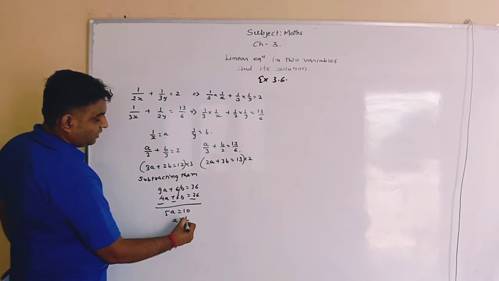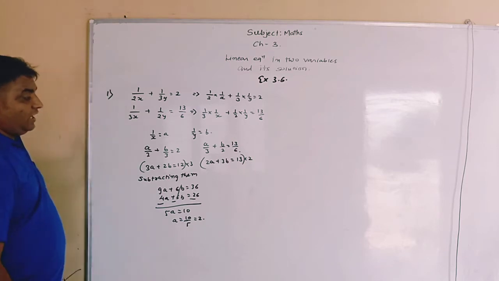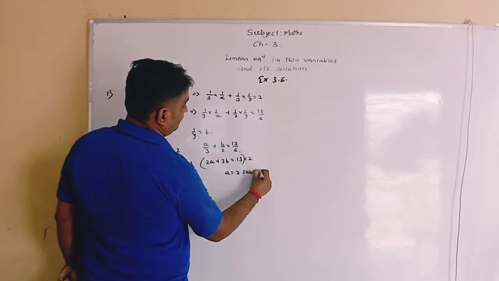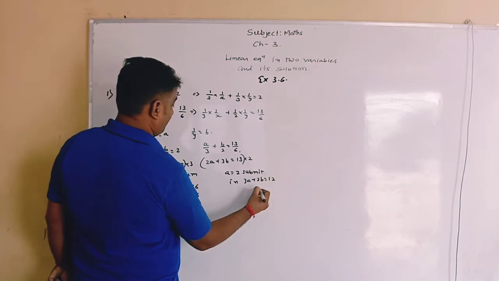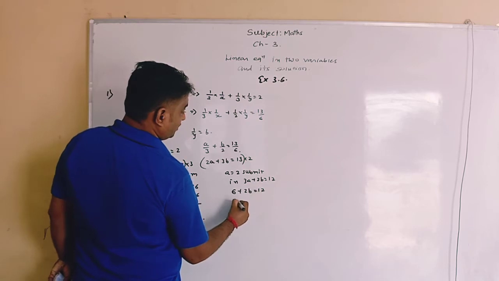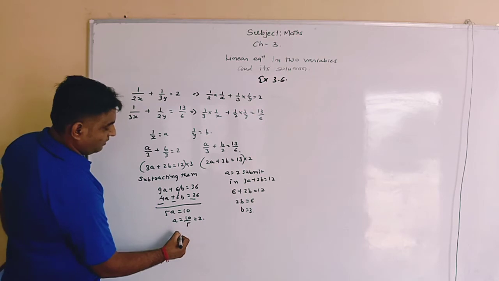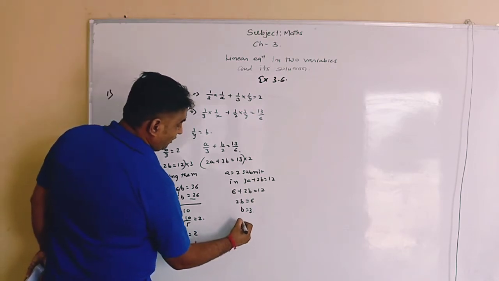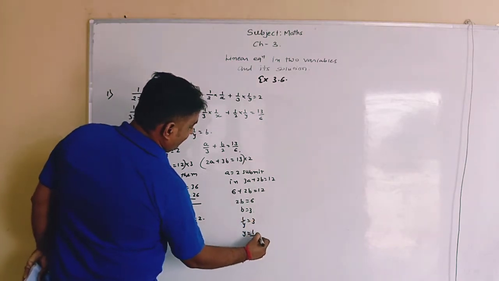So for subtraction we change the sign, 6b cancels, 5a equals 10. So a equals 10 by 5, that is 2. So a equals 2, substituting in 3a plus 2b equals 12. Then 3 times 2 is 6, plus 2b equals 12. So 2b equals 6, so b equals 3. Now a value is 2, so 1 by x equals 2, so x equals 1 by 2. And b value is 3, so 1 by y equals 3, so y equals 1 by 3.